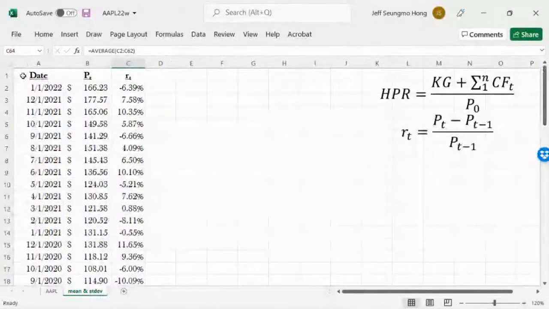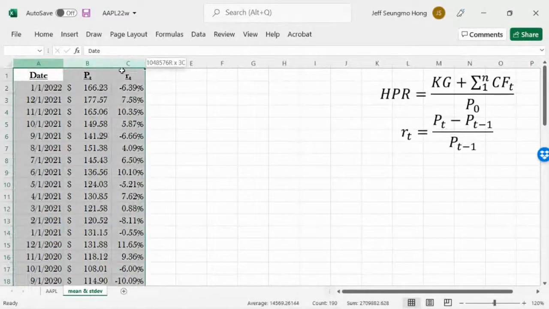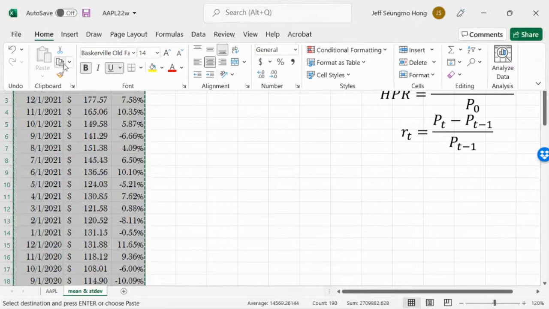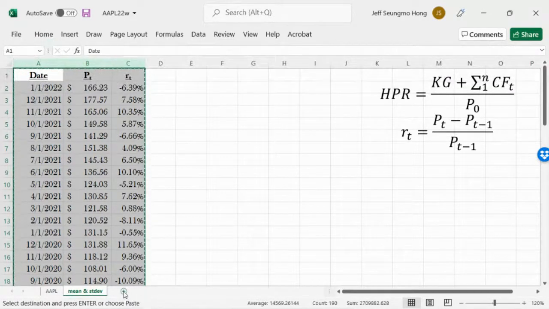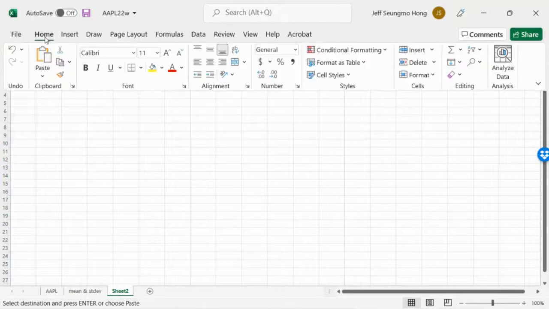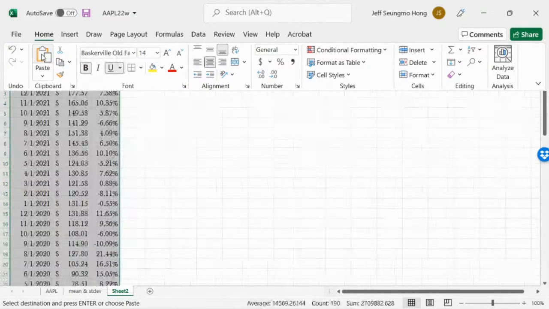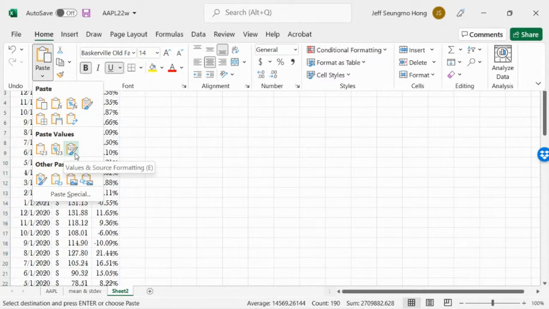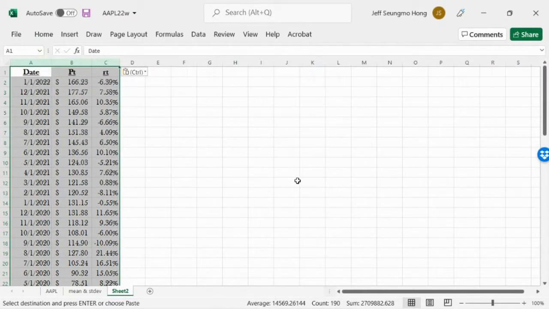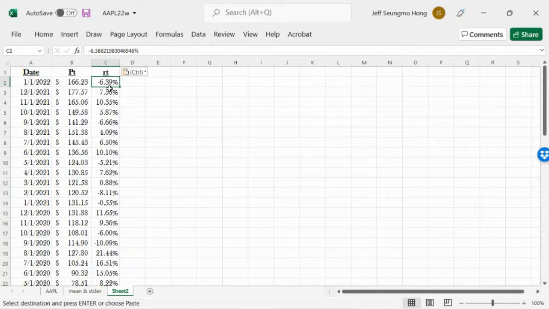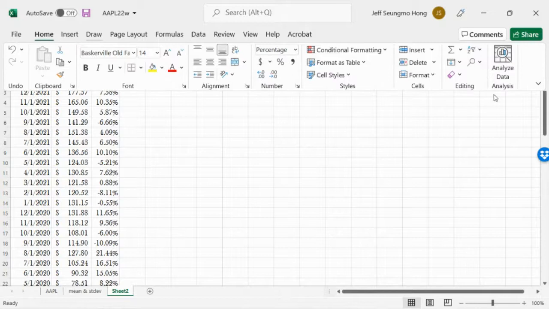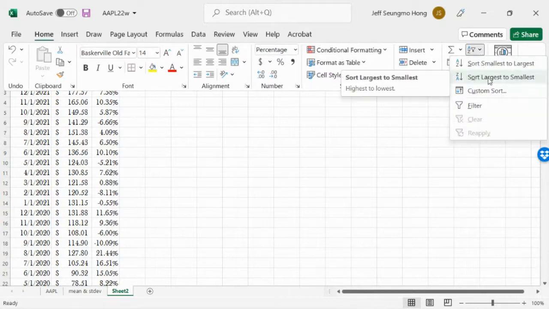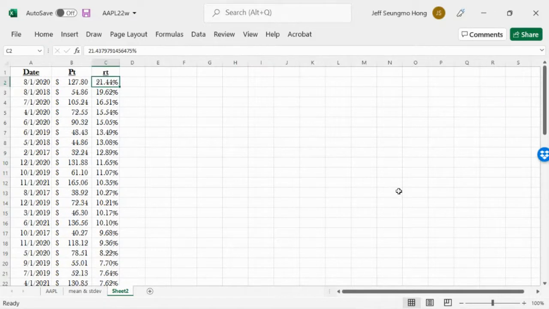If you want, we can also do this. You can copy these, open another worksheet, and paste, but this time go to paste values, only values, not the formula. Then there's no formula, it's just a number. Then let's sort this from the largest to the smallest. Voila.